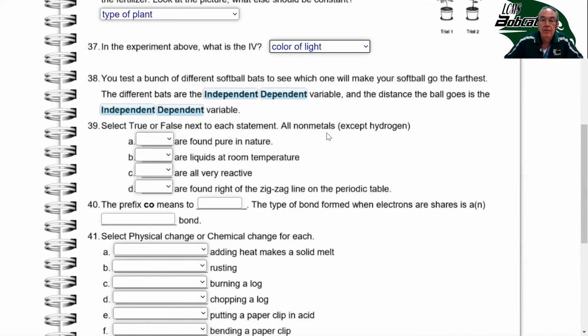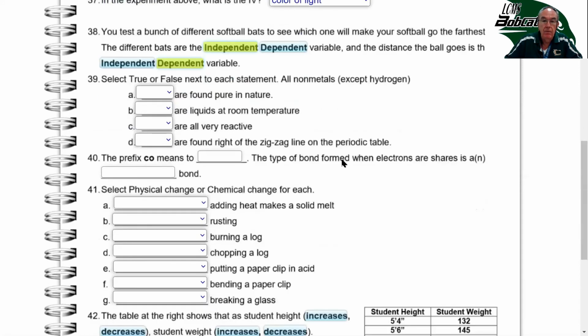You test a bunch of different softball bats to see which one will make your softball go the farthest. The thing that you're in control of, the thing that you're changing, the thing that you're testing is the independent variable, which are the different bats. The thing you think may depend on the type of bat is the distance the ball goes, so that's the dependent variable.